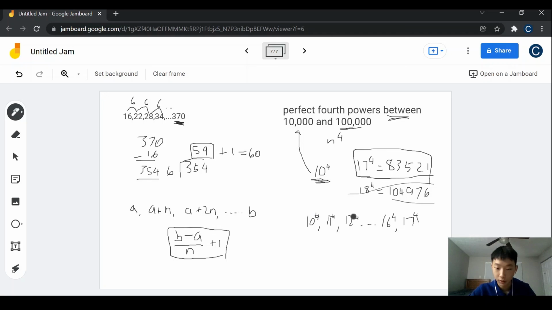We don't care about the fours, and we can just use b minus a plus 1, because it's increasing by 1, and it's just all integers. So we find the gap, and then we add 1 because we want to find the number of elements, and then we get 8. So there are 8 perfect fourth powers between 10,000 and 100,000.